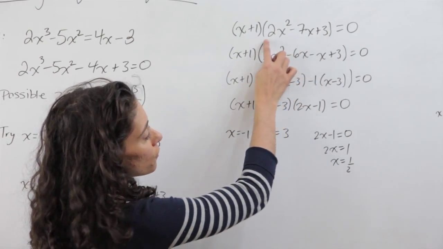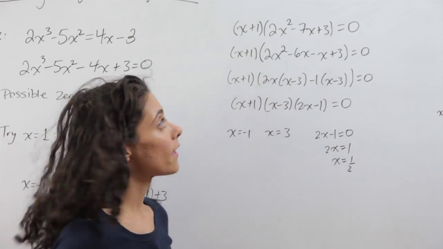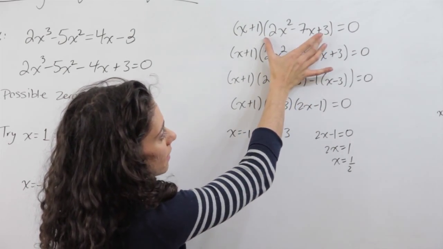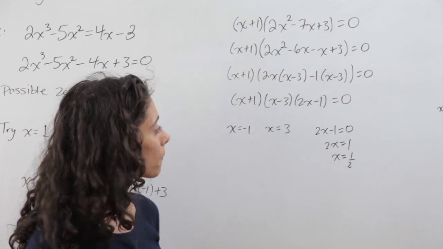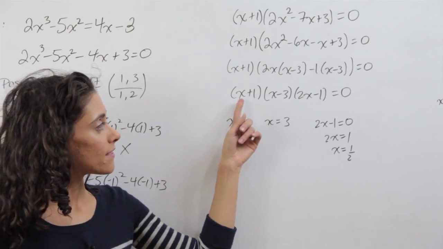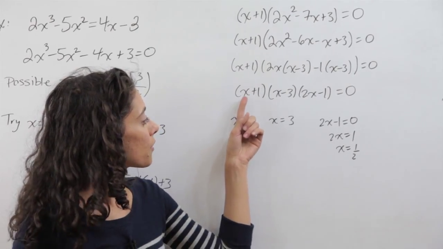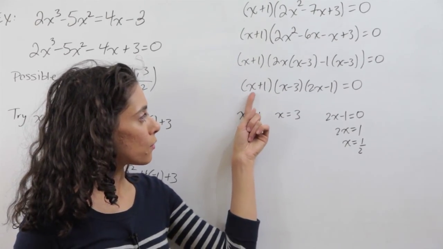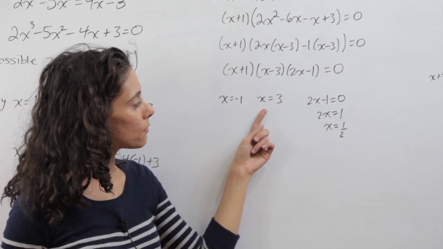Now all that's left to do is break this quadratic down into its factors. We can do that by finding what multiplies to 6, adds to -7, and continuing the way that we already know. Once it's fully factored, all we have to do is set each of the factors to 0 and solve for x. The 0 here is -1, because -1 plus 1 is 0. The 0 here is 3, because 3 minus 3 is 0.